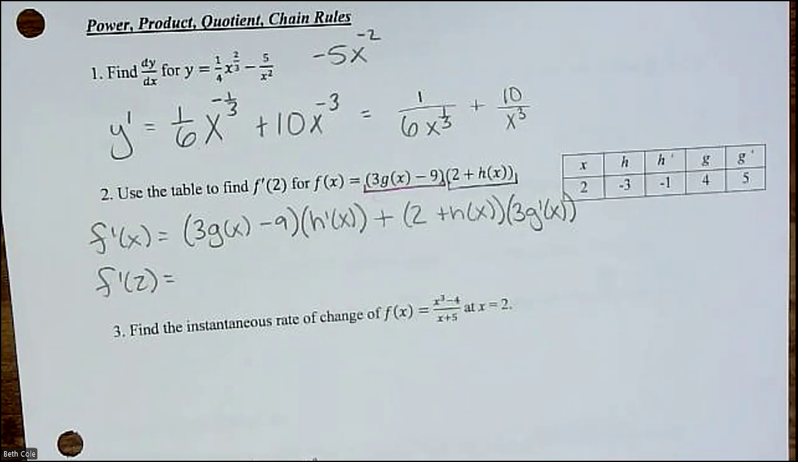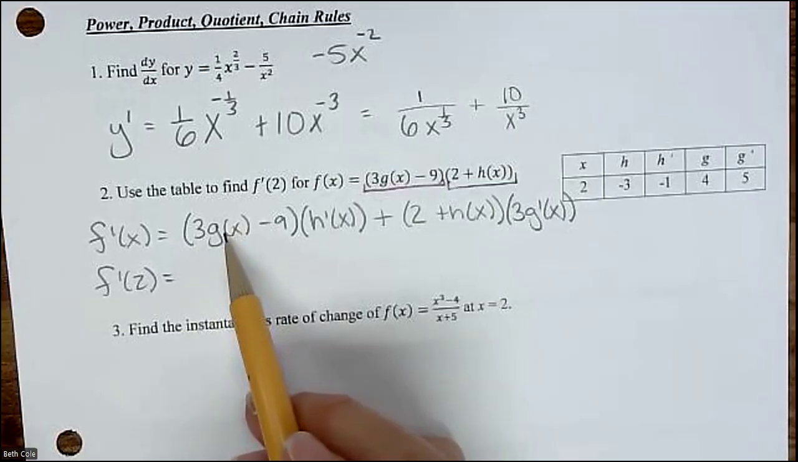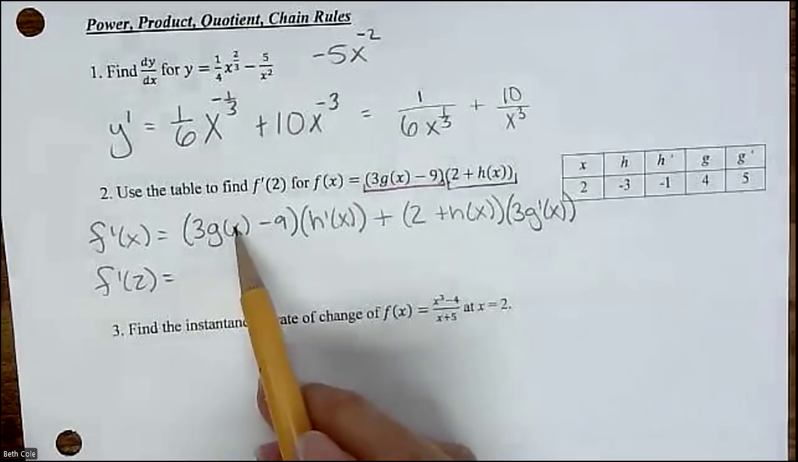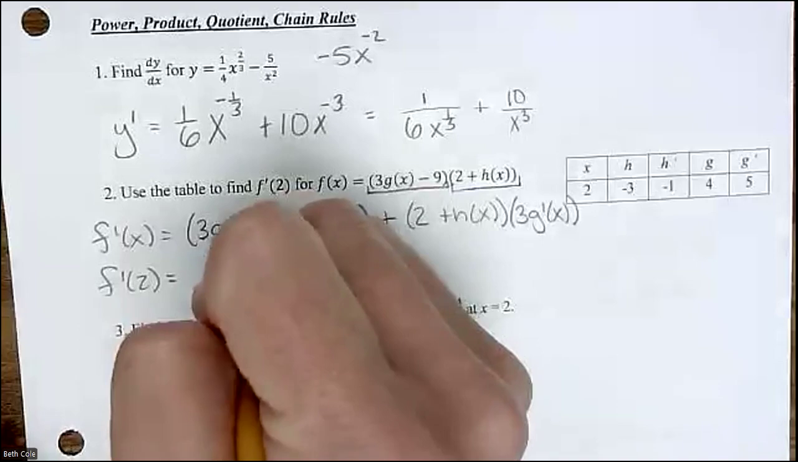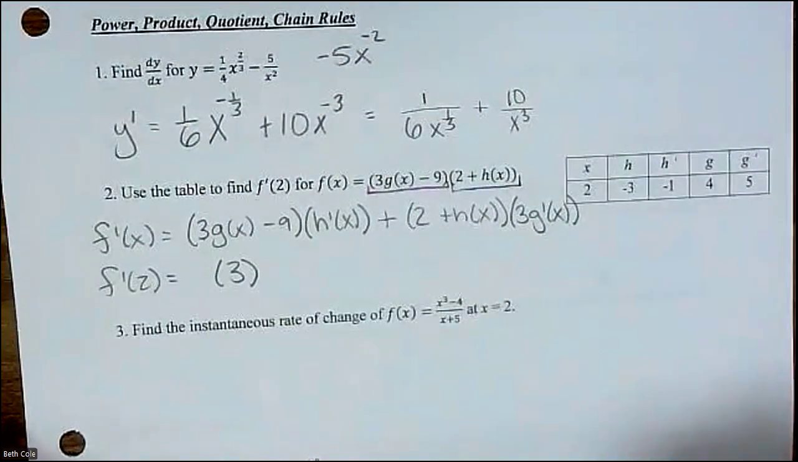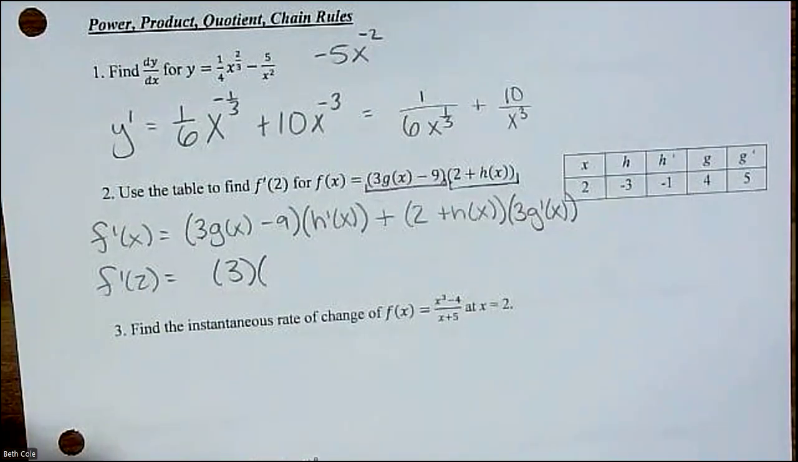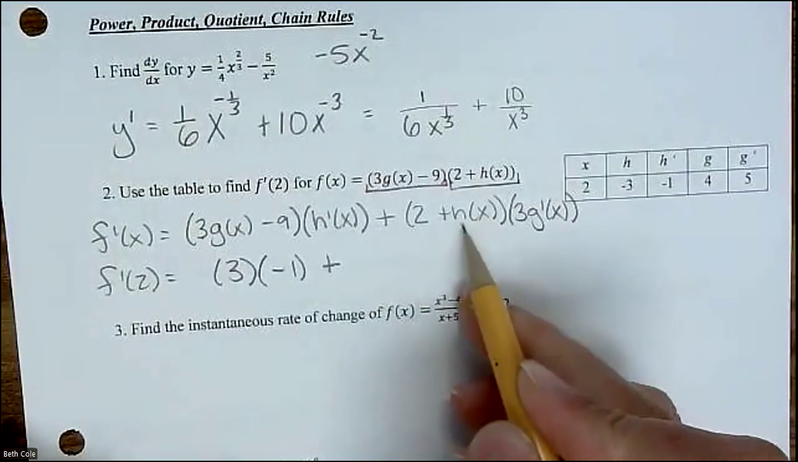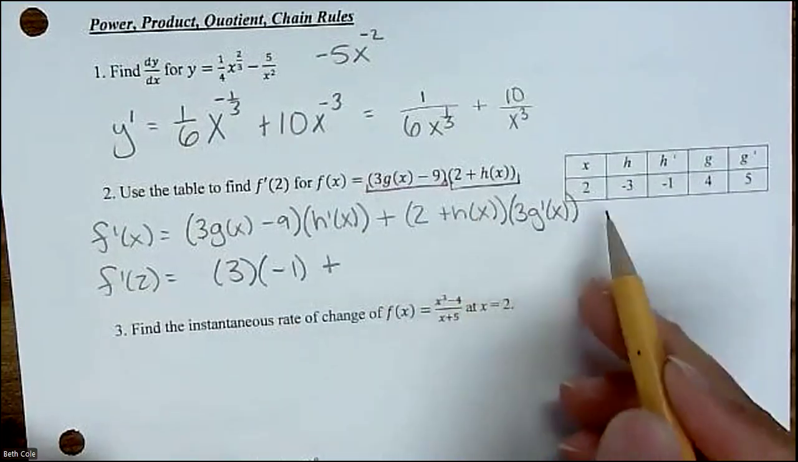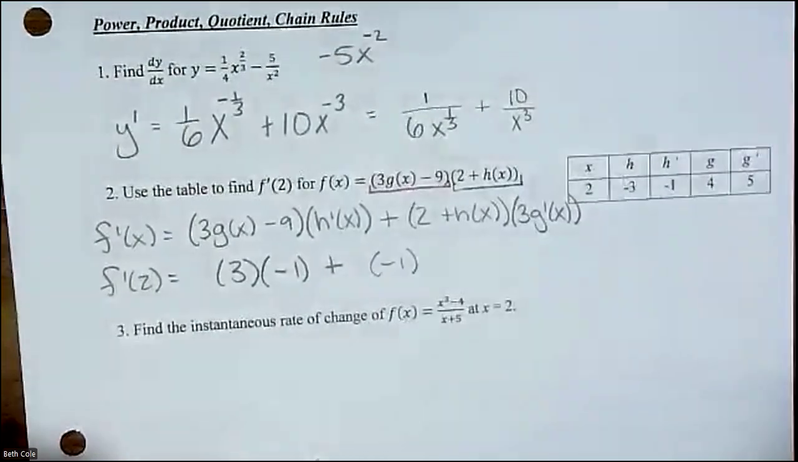Now we're going to do a scavenger hunt, find all of our numbers. We're plugging in 2. G of 2, what is that? It's 4. Now you're going to have to actually work this out, though, because it's multiple choice. So 4 times 3 is 12. Minus 9 is 3. That whole first part is 3. Then we want h prime of 2. Negative 1, good. Plus h of 2. Negative 3, plus 2, negative 1, good.